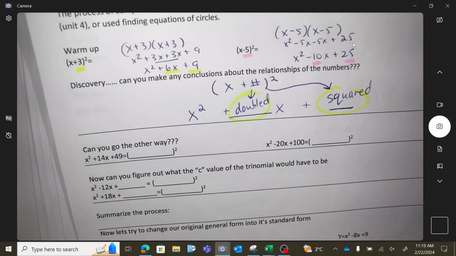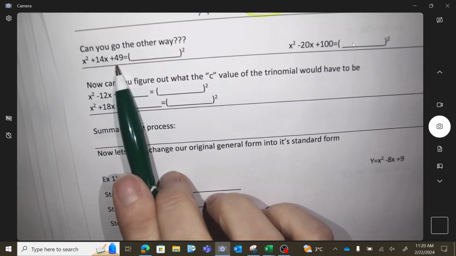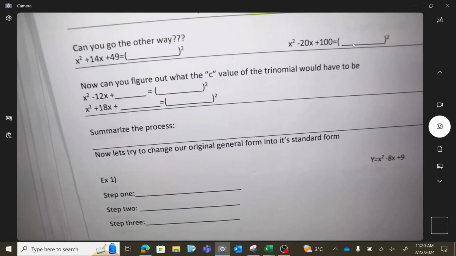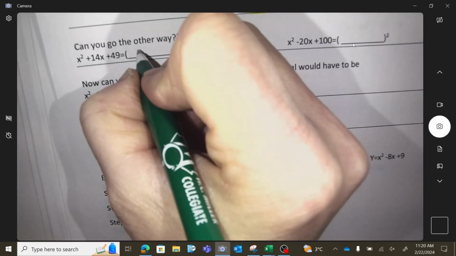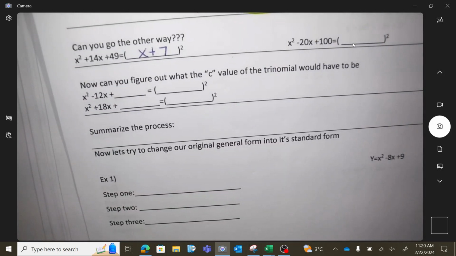Okay, I'm going to start making you go backwards now. What if I give you this trinomial? What was the squared unit? What squared would make that then? So think about your doubled and your squared relationship. Did you put x plus 7? Because it doubled to the 14 in the middle, and it squared to the 49.